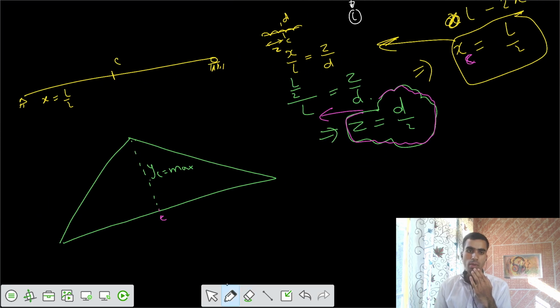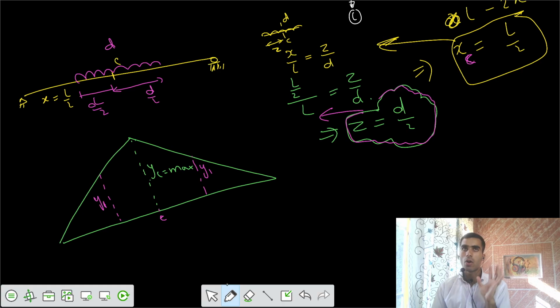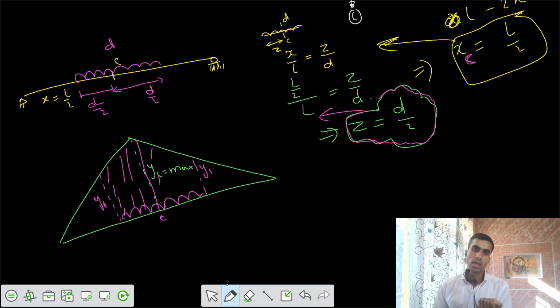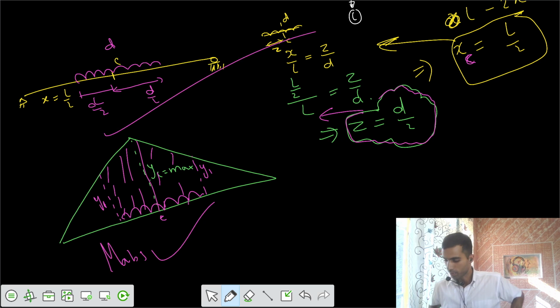So if you have some UDL of length d, I would say z equals d by 2, and this is also d by 2. Then we have some ordinates here, such that ordinate 1 is equal to ordinate 2. We already know that ordinate 1 is equal to ordinate 2. And from this, you have the area under this UDL, which gives your absolute bending moment, M absolute. You can calculate that also.